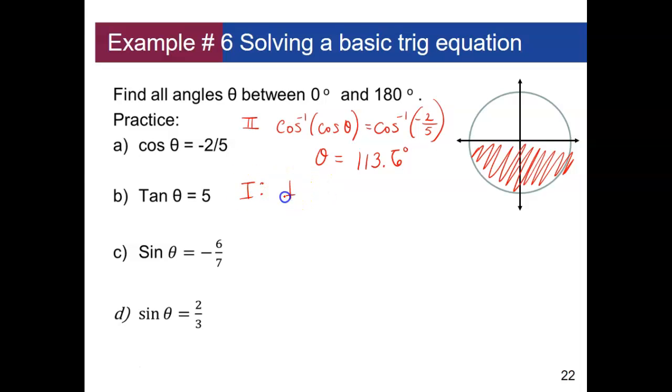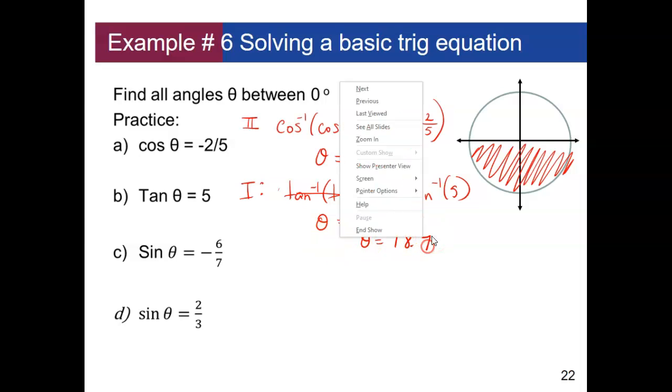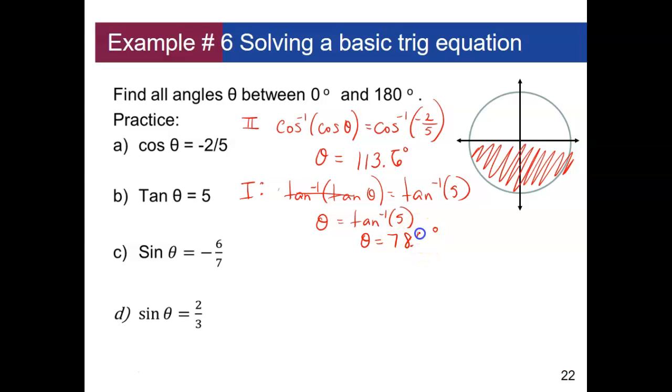So I'm going to do the inverse tangent of the tangent of theta equals the inverse tangent of 5. So I'm basically just taking the inverse tangent of each side. These are going to cancel, so I get theta equals the inverse tangent of 5. When I put that in my calculator, I get 78.7, and that is our first quadrant angle there.